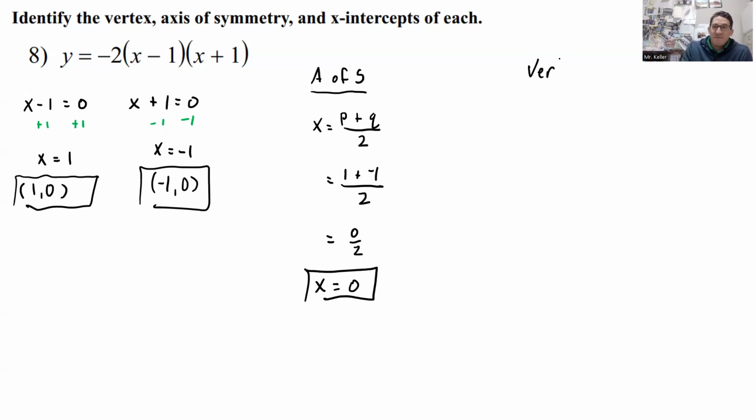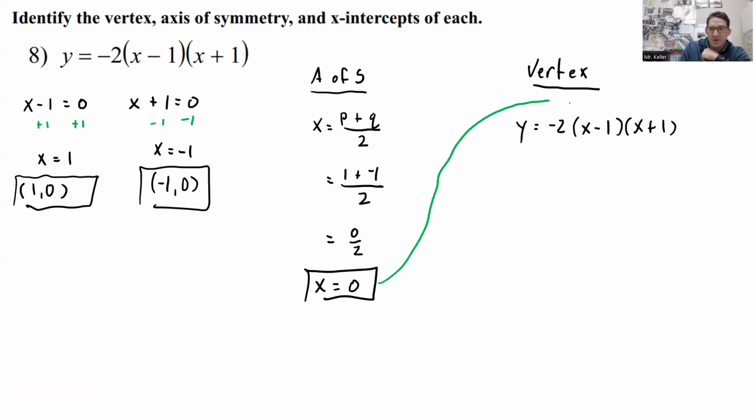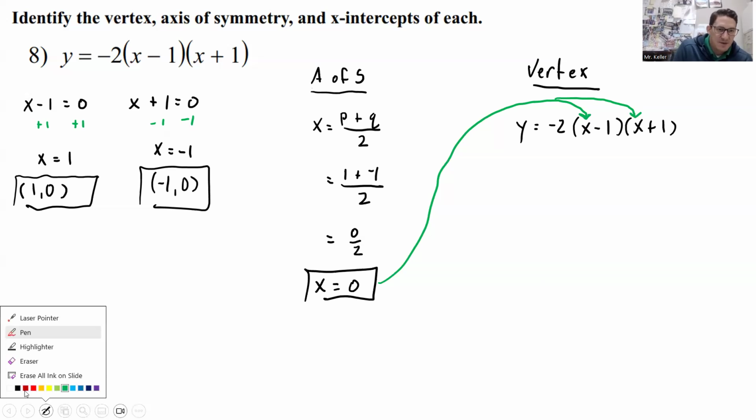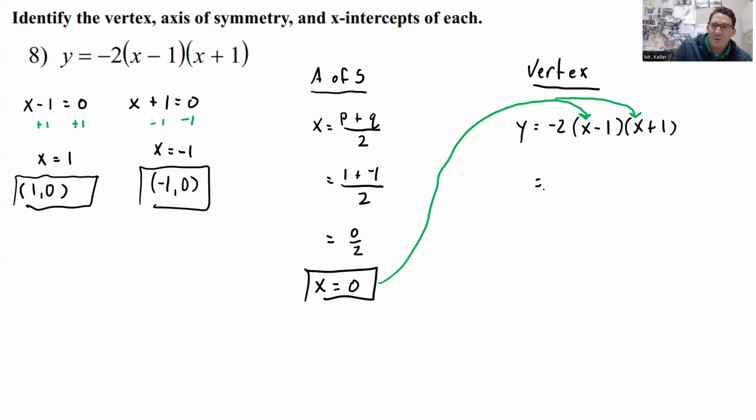Now we need to find the vertex. Once we have the axis of symmetry, we're going to start with our original equation, -2 times x minus 1 times x plus 1. The 0 from our axis of symmetry goes in for the x's in the original equation to find the y coordinate of the vertex.